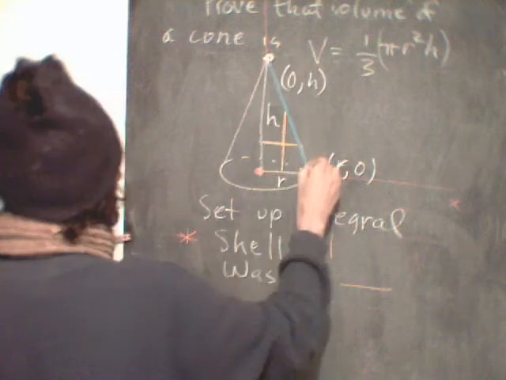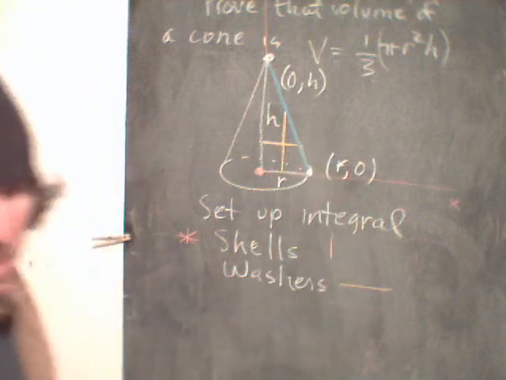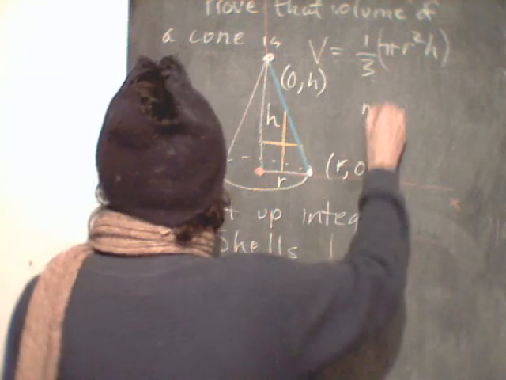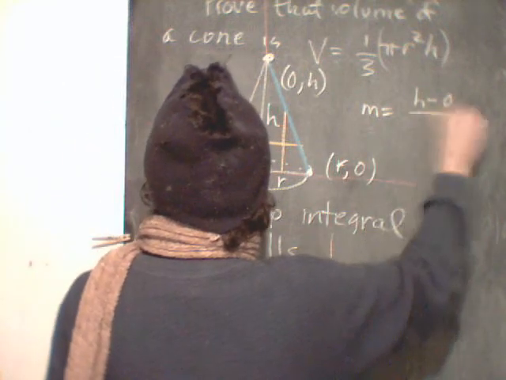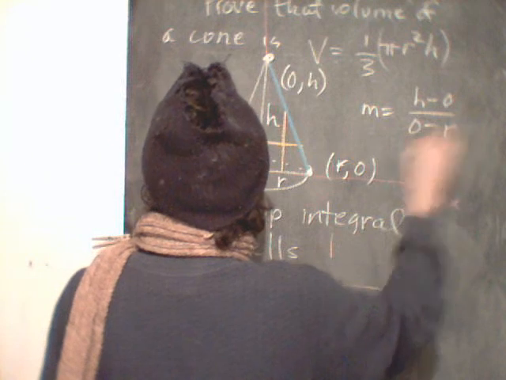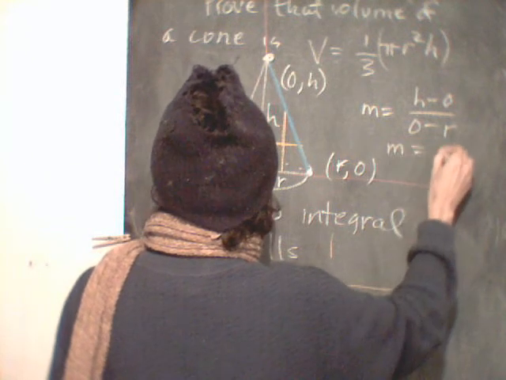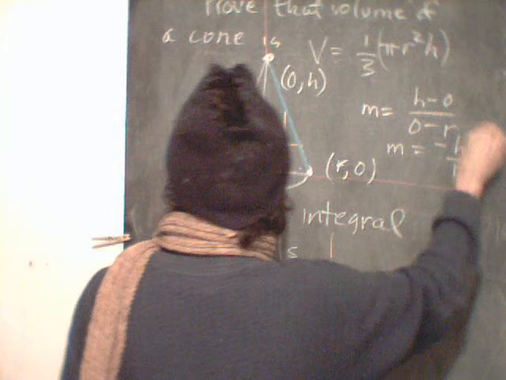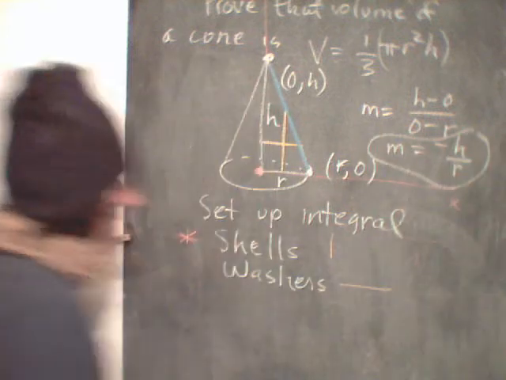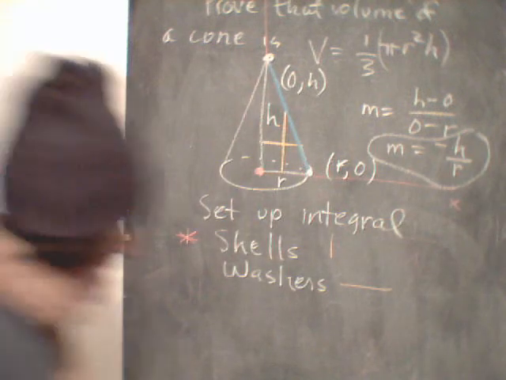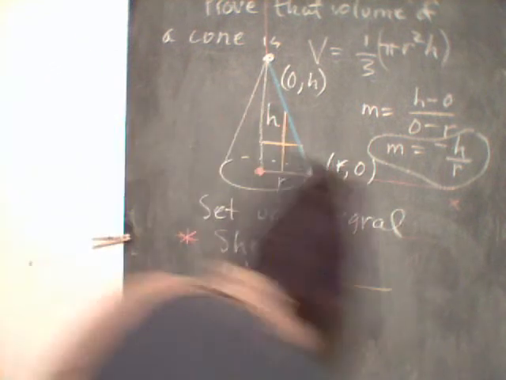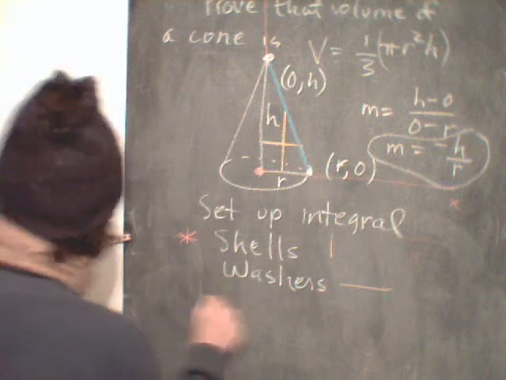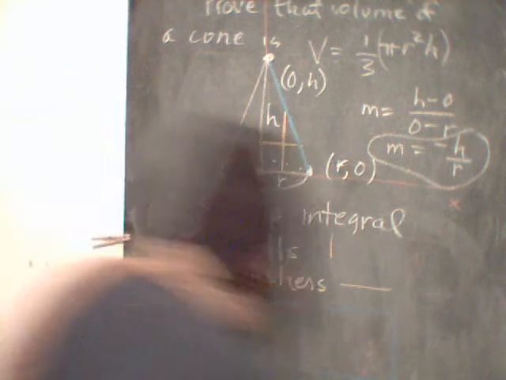So we've got two points on that blue line, so we should be able to calculate the slope, which is y1 minus y0, which is h minus 0 over 0 minus r. So the slope is equal to minus h over r. That's pretty simple. Now we need to write the equation of this blue line, so I'm going to put it in a blue box here for you.